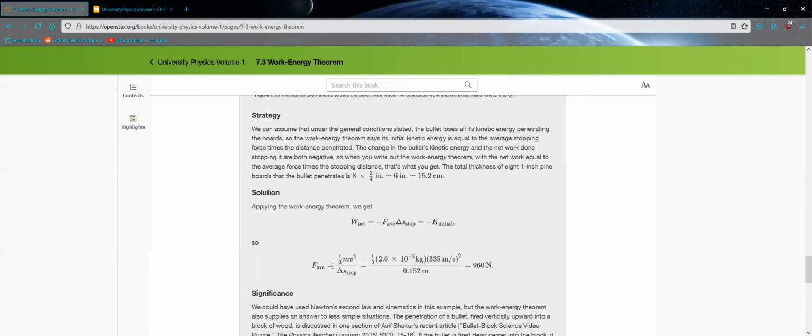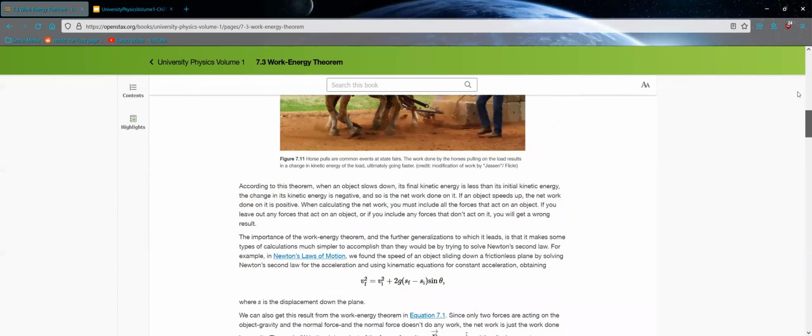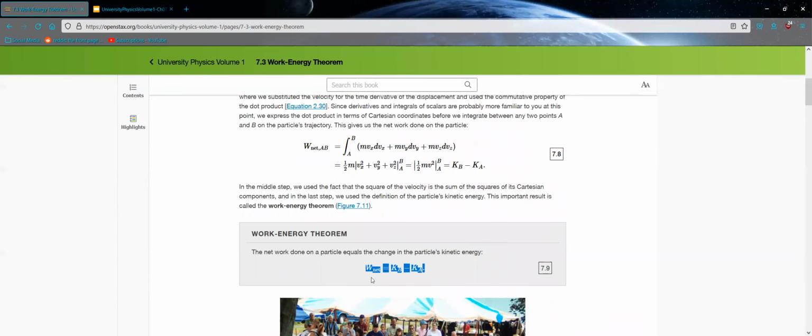So the average force is given by 1/2 mv squared. Since the kinetic energy at the end is 0, we only need to care about the kinetic energy at the beginning, because the change in kinetic energy is whatever it was to 0. It started out with 1/2 mv squared, and then the distance it took to stop was 0.152 meters. So we are combining this equation relating to kinetic energy. Since KB, at the end of the travel, is 0, you have 0 kinetic energy because the bullet stopped. KA is the only thing we care about. So our net work is equal to negative KA.